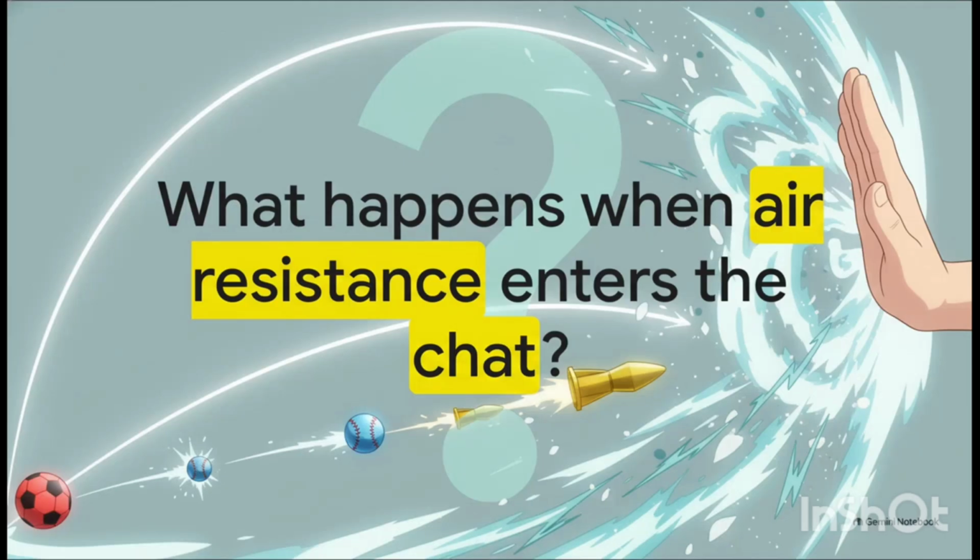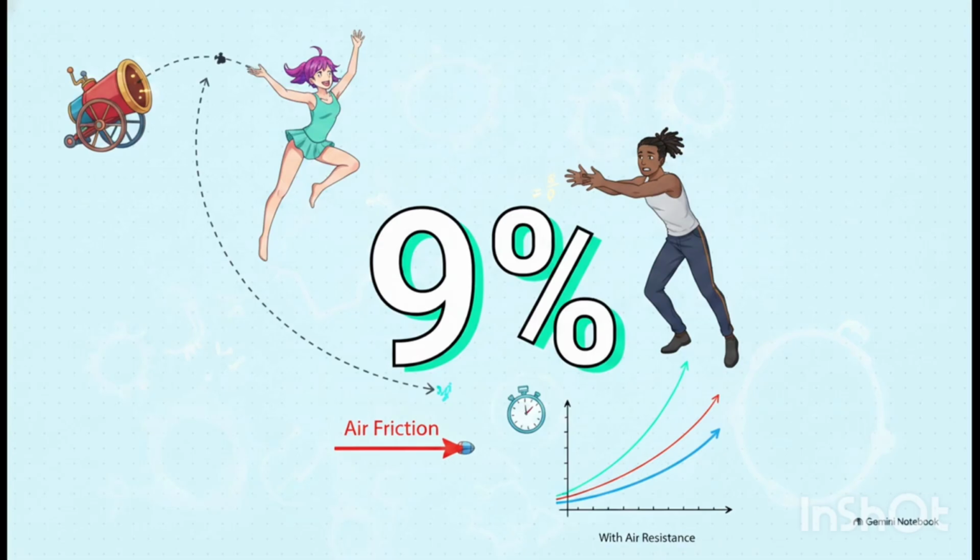Now, I want to leave you with a final thought, pulling from a really interesting problem highlighted in our text. Everything we've discussed today, the perfect parabolas, the constant horizontal speed, that flawless 45-degree angle, it all assumes we are operating in a perfect vacuum with zero air resistance. But what actually happens in the real world when the air fights back? The text actually runs the numbers on this.